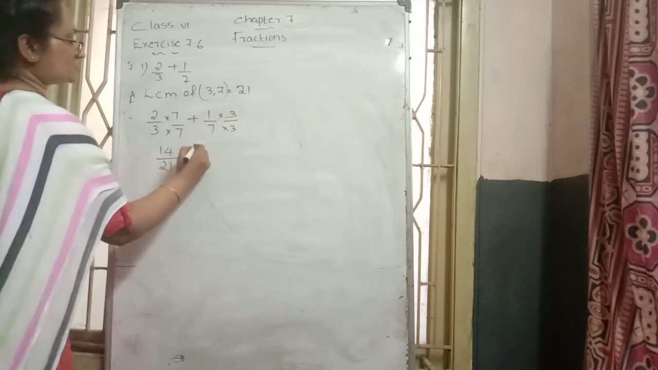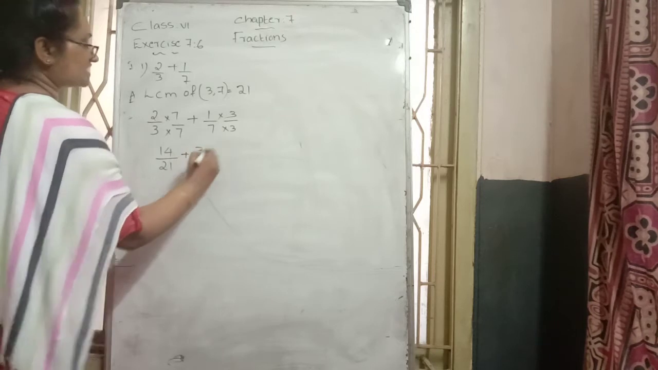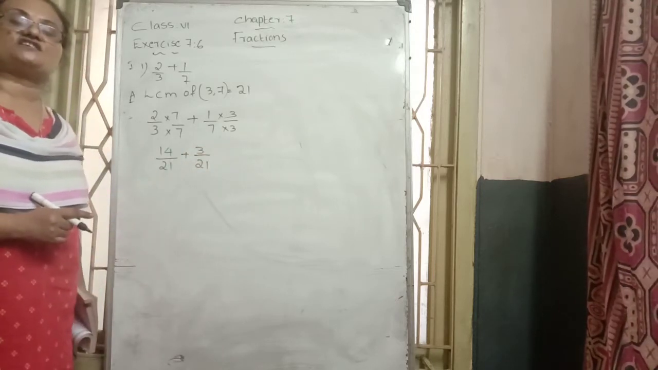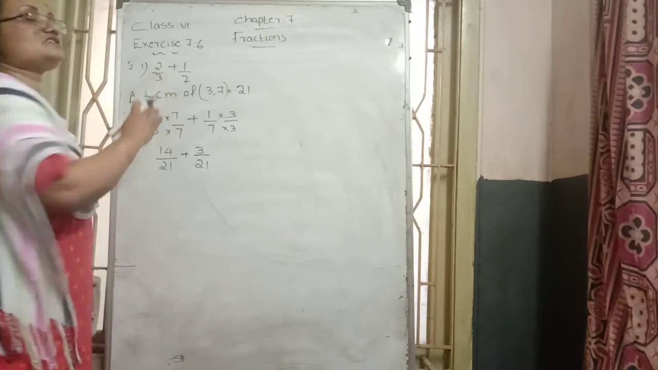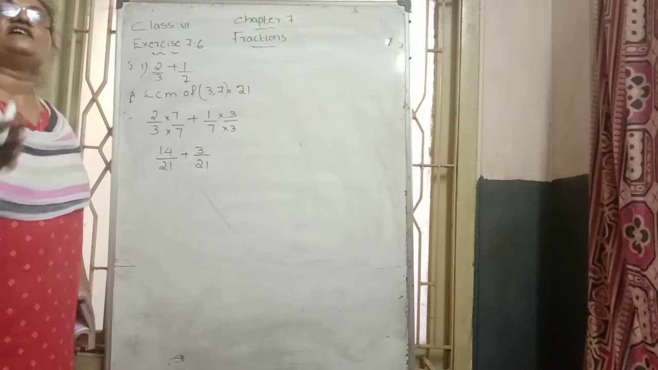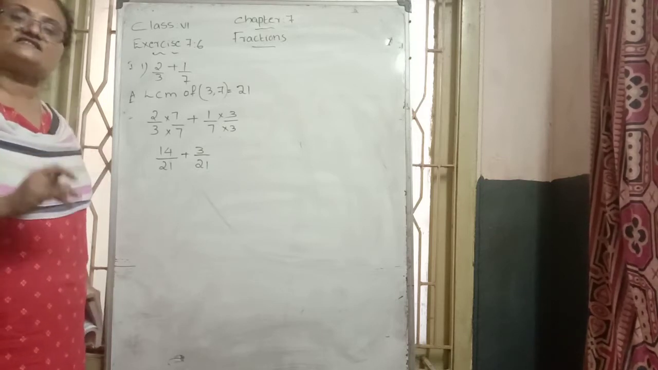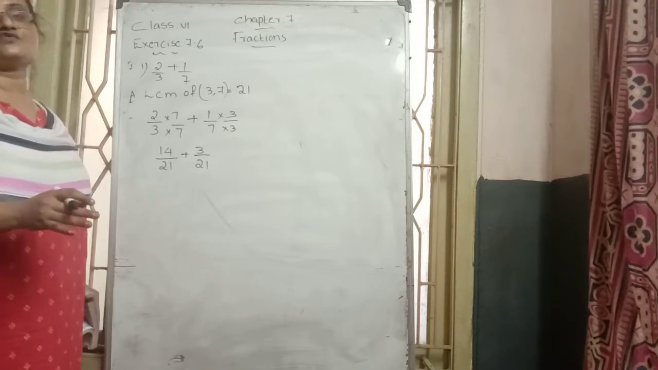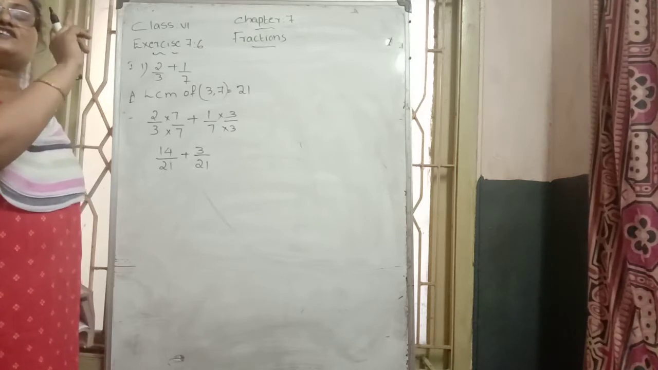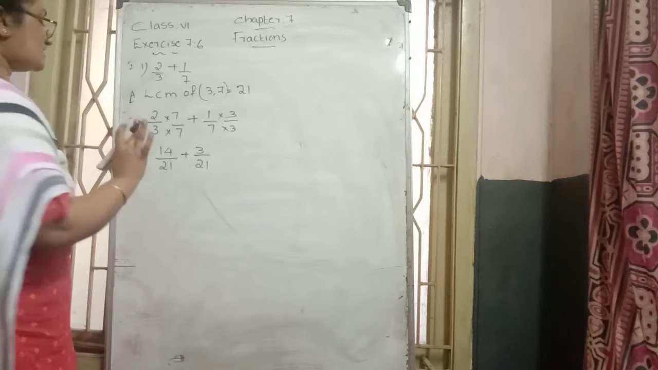Plus here also 1 into 3 becomes 3, and 7 times 3 is 21. Now we have made the denominators the same. Previously the denominators were different, so we couldn't add directly. That's why now we make it the same denominator. The remaining process we know: with the same denominator, we just add the numerators.